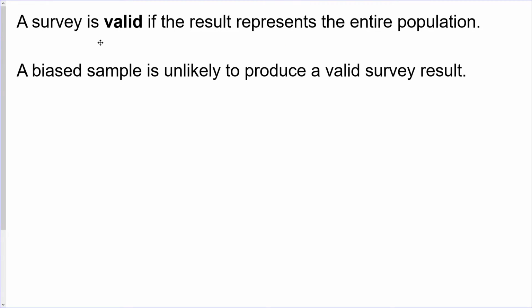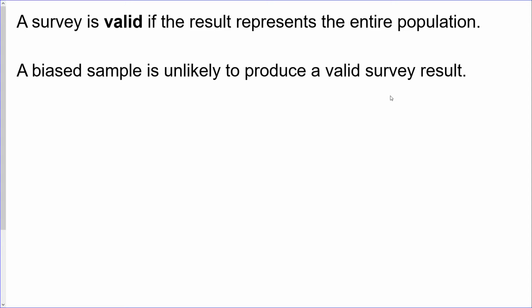Now, when you're conducting a survey of a sample, a survey is deemed to be valid if the result represents the entire population. A biased sample is unlikely to produce a valid survey result. So someone reading your survey, if your sample was biased, might just say, you know what, the results you came up with are not valid. They would not be representative.